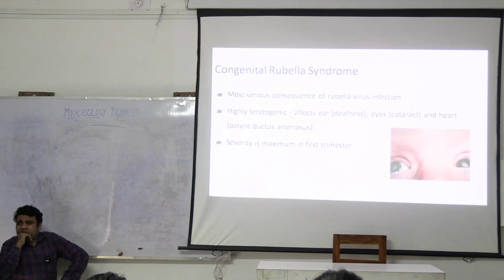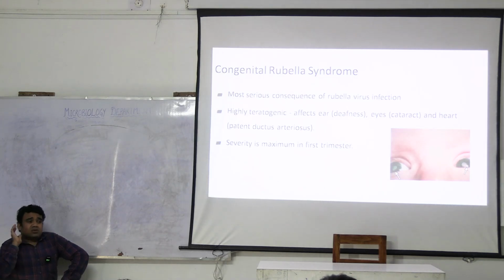Slightly later in the first trimester, various infections may occur, even gross damage to the child. Most commonly, what is seen in case of congenital rubella syndrome is a triad of deafness, blindness, and cardiac abnormalities. This is called as congenital rubella syndrome.